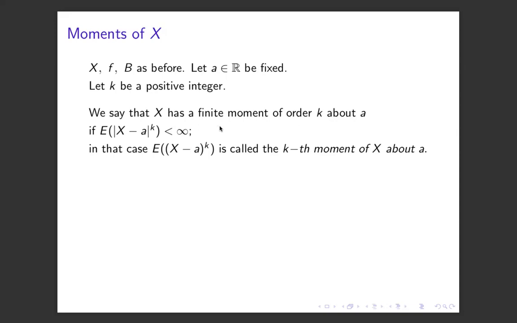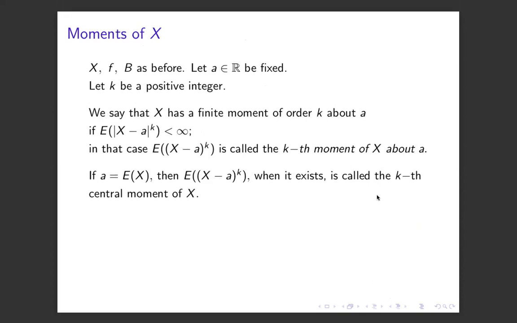This again, such a definition you would have come across in earlier courses. So in that case, expectation of x minus a to the power k is called the kth moment of x about a. So if that little a happens to be expectation of x, then such a moment, kth moment, is called kth central moment.